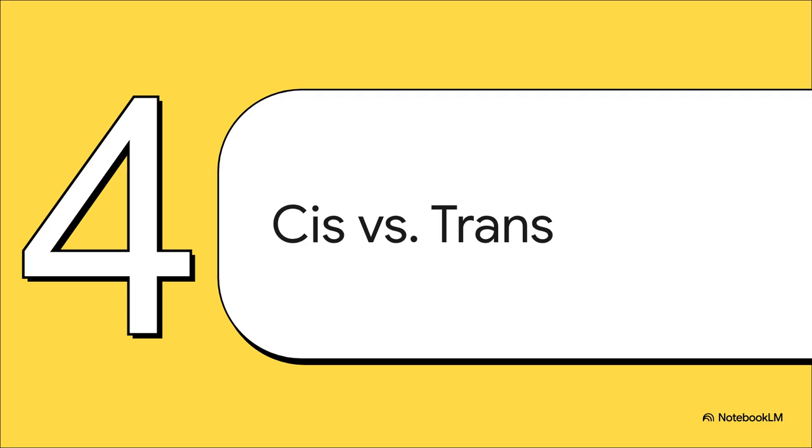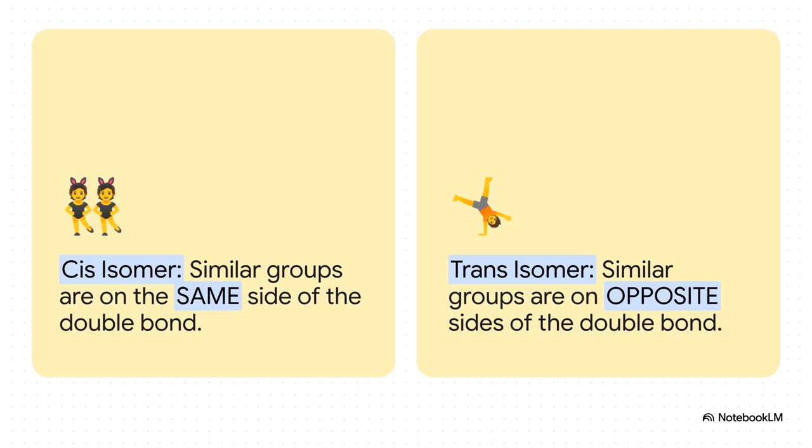So we know these molecular twins exist. Great, but how do we tell them apart? Well, chemists use 2 really simple labels that just describe their shape, cis and trans. It's actually really straightforward. Cis is just Latin for on the same side. So in a cis isomer, the bigger, similar groups are hanging out on the same side of that double bond. And trans is Latin for across. In a trans isomer, those same groups are on opposite, kind of diagonal sides of the bond.